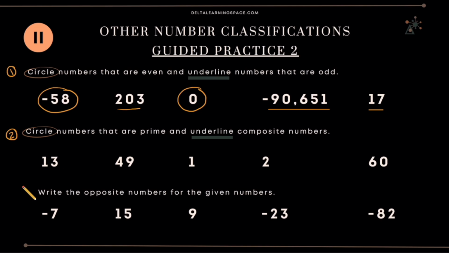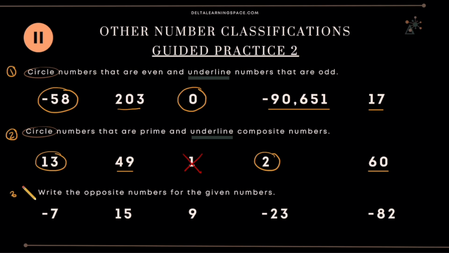Our next one, we had to circle numbers that are prime and underline numbers that were composite. 13 will be an example of a prime, and 2 will be an example of a prime number. Again, 2 is our only even prime number. For our composites, we have 49. 49 was an example of our perfect square, so we know it has more than itself and 1. It will also have 7. Our next composite number will be 60 because 60 is even and it's bigger than 2. 1 does not get anything because 1 is not considered prime.